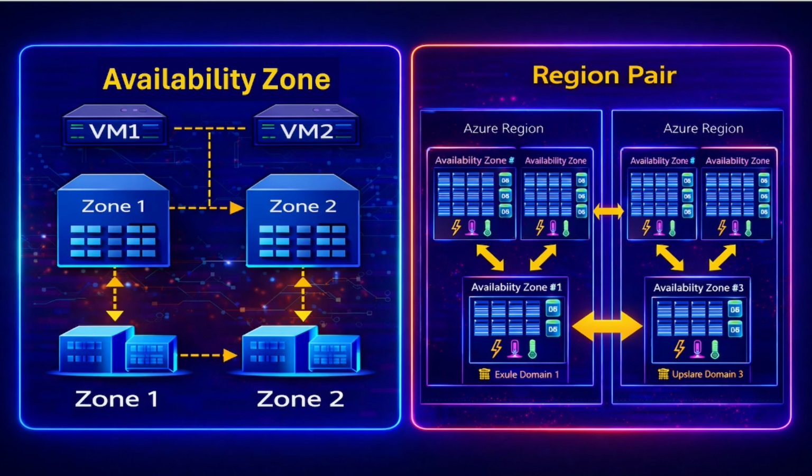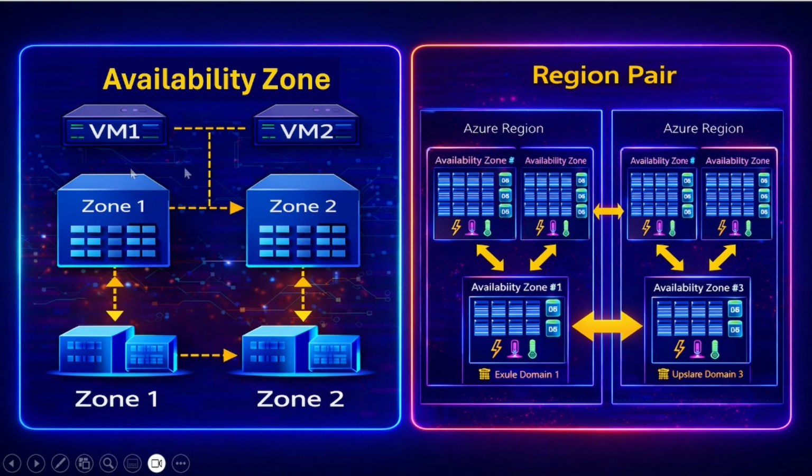Instead of placing your VMs in a single data center, Azure distributes them across multiple data centers within the same region. Each zone is completely independent with its own power, cooling, and networking. So now, if one data center fails, your application is still running in another zone. As you can see in the diagram, VM1 is running in zone 1, VM2 is running in zone 2. So even if zone 1 goes down, zone 2 continues serving your users.